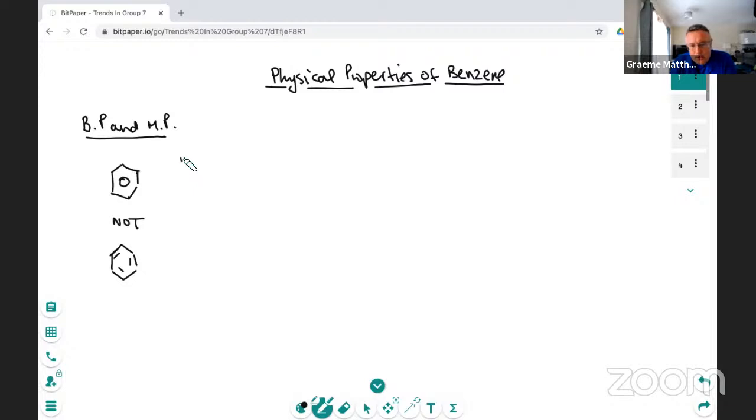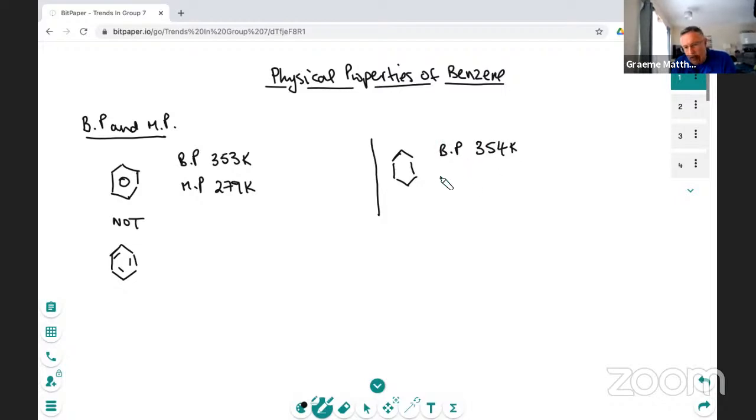The boiling point of benzene is 353 kelvins, and the melting point is coming in at 279 kelvins, like this. And what they're going to compare it to directly is cyclohexane, like this. The boiling point of this is 354 kelvins, and the melting point is 178 kelvins.